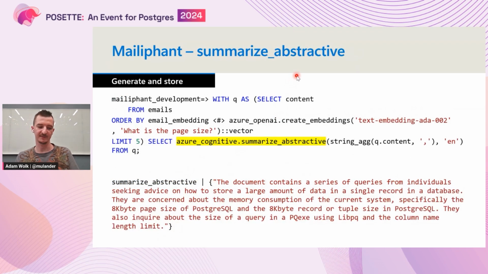And since emails are big, you can see how we could use, for example, summarize abstractive to know what the email is talking about. So if I concatenate 5 emails that are semantically close to what is the page size and ask the model what they talk about, it describes them, but also you can see this part, specifically the 8 kilobyte page size of PostgreSQL. So it did find something that answers this question in the content.